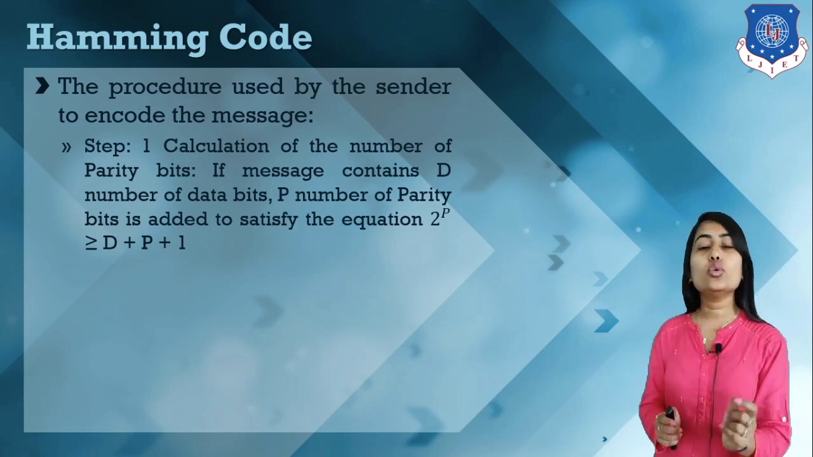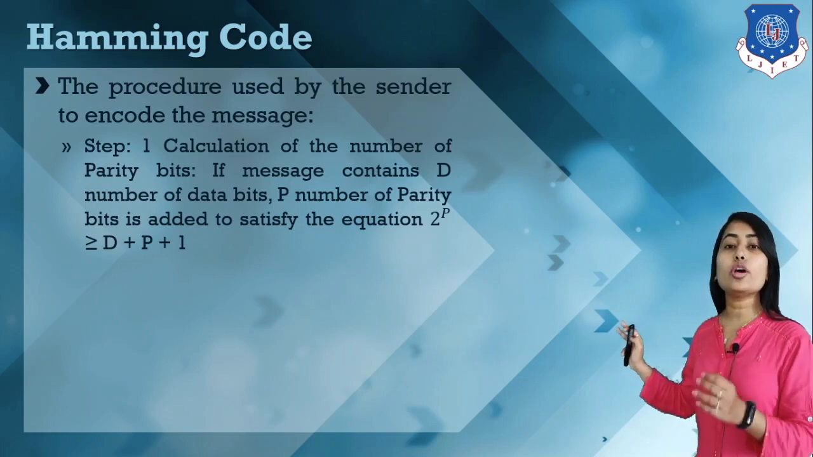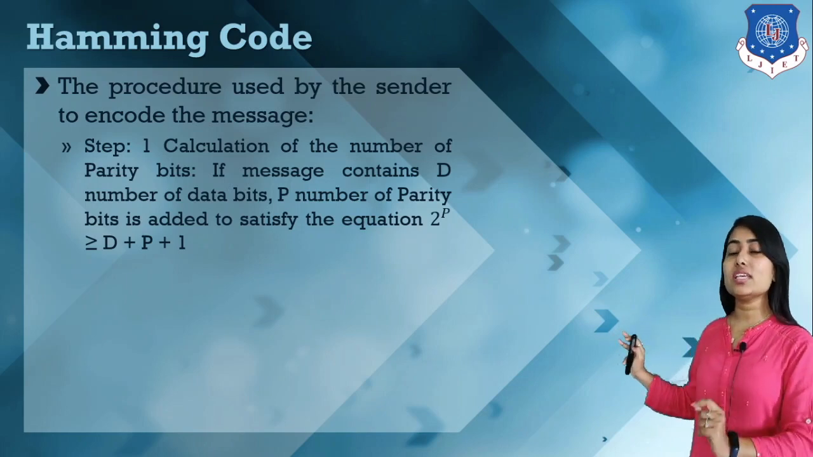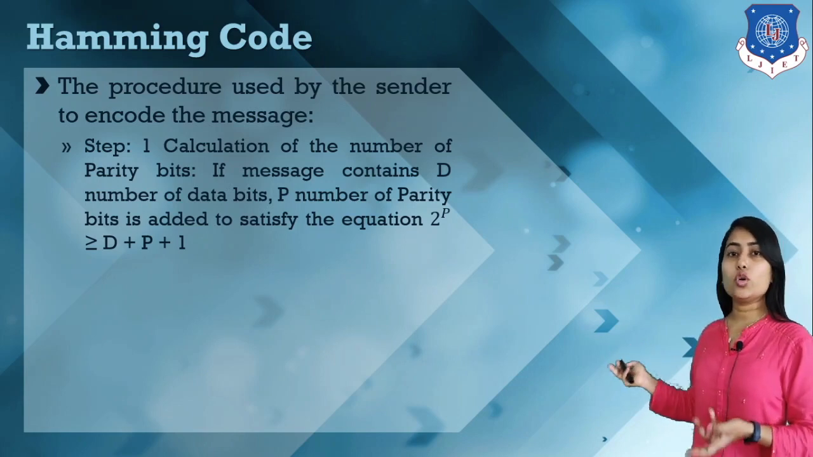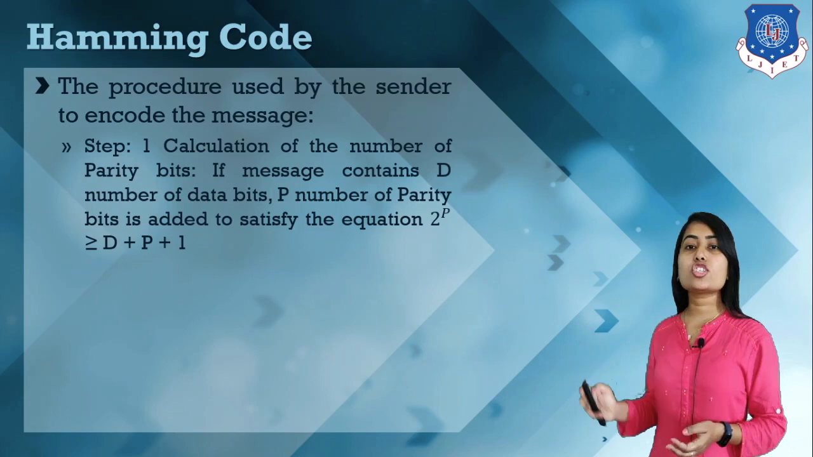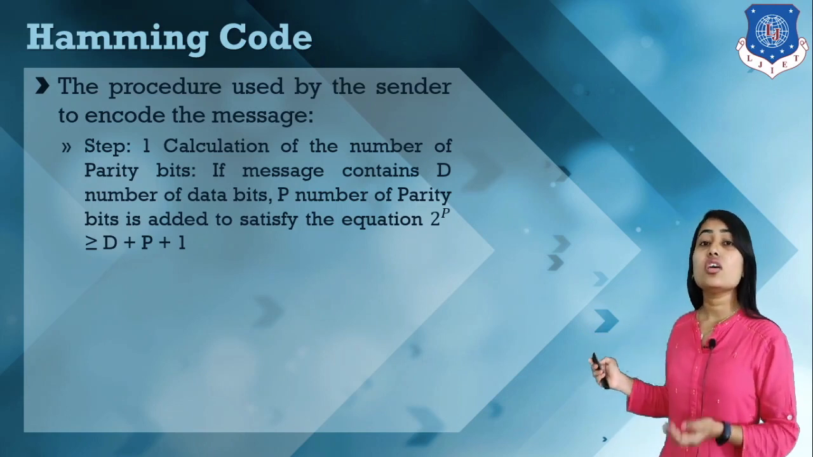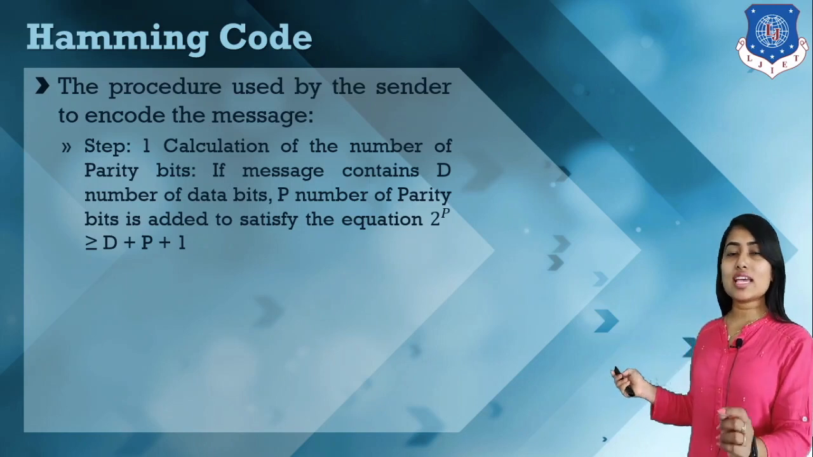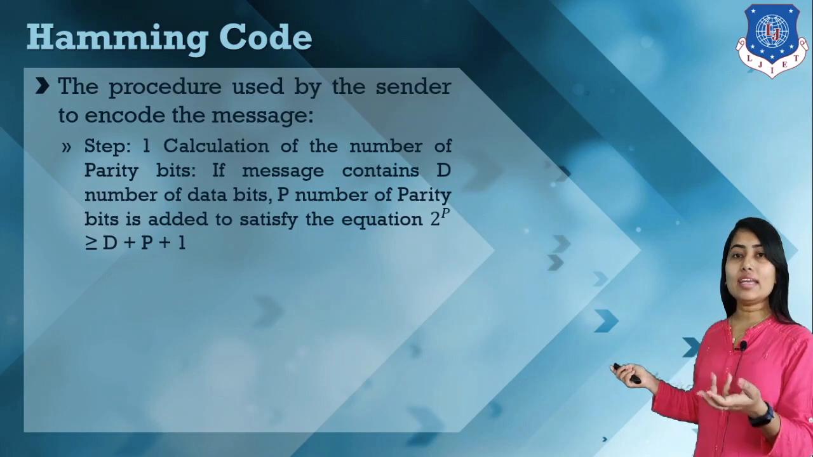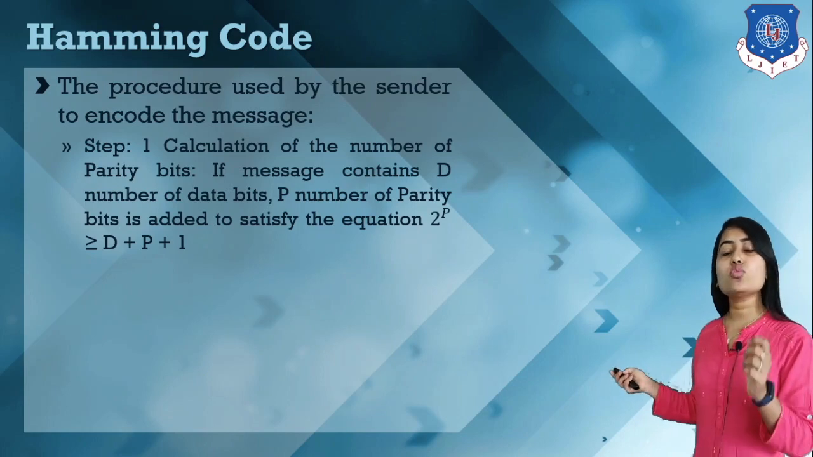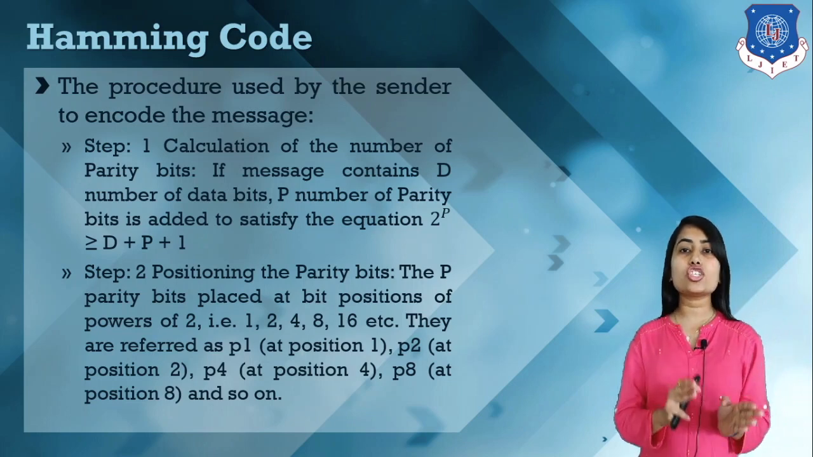Okay, so 2 raised to p is greater than or equal to d plus p plus 1, where d is the number of bits in a message and p is the number of required extra bits, the parity bits. Using this equation we can calculate values for p which satisfy it. After deciding how many bits are required, we have to identify the locations at which we insert them. So next, identify the location of parity bits.